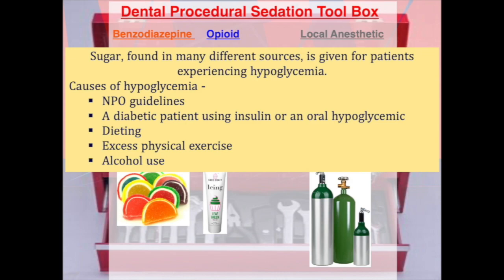So a diabetic patient that's taking their insulin or their oral hypoglycemic may have low blood sugar. A person that's using a certain kind of diet could also have hypoglycemia. With excess physical exercise, you may have depleted a lot of sugar in the bloodstream, and patients will have that. And from chronic alcohol use, you're going to drop your blood sugar.